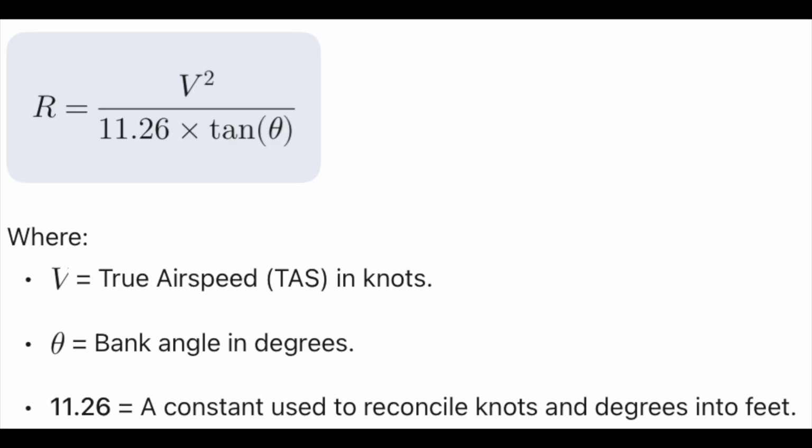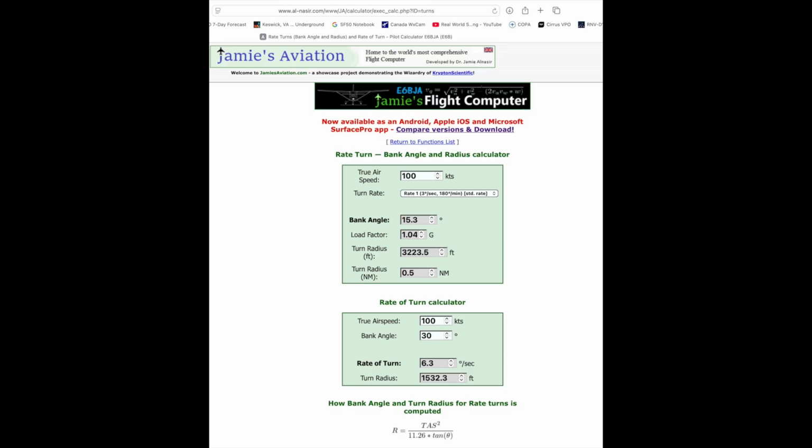Okay. Another COPA participant, who is an admitted math nerd, discussed how to calculate the turn radius for a given airspeed and bank angle. Now, if you really want to know, here's the formula. But for those of you who, like me, scored very poorly on the math SAT exam, you can go here to use an online calculator.